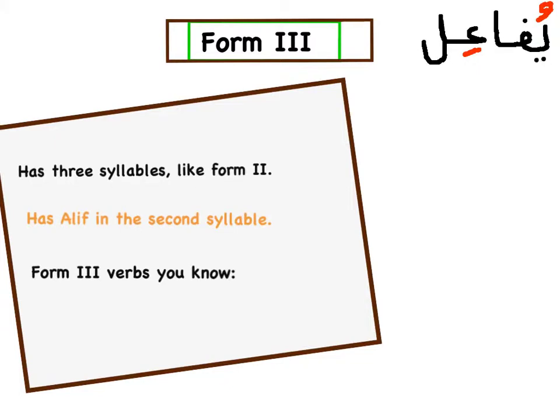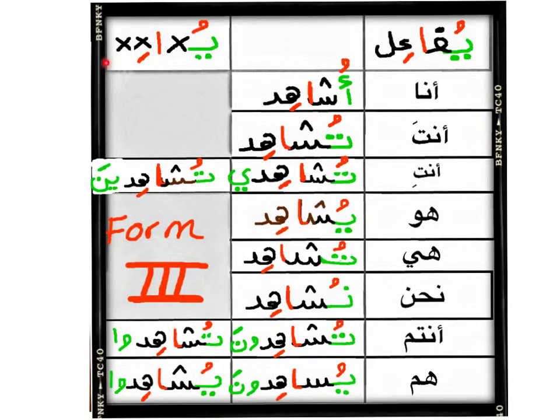Form 3 يفاعل. Form 3 has 3 syllables like form 2, and it has an alif in the second syllable. So if you observe this pattern, يفاعل, you'll see that all you need is the conjugation prefix, the vowels, and the alif. So أنا أشاهد, أنت تشاهد, أنت تشاهدي or تشاهدين, هو يشاهد, هي تشاهد, نحن نشاهد, أنتم تشاهدون, تشاهدوا, هم يشاهدون, يشاهدوا, and that, ladies and gentlemen, is form 3.